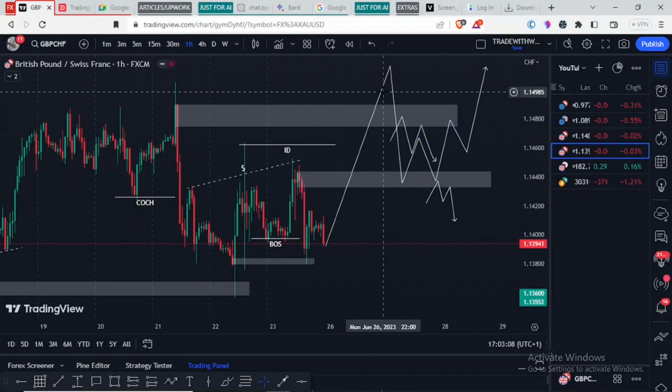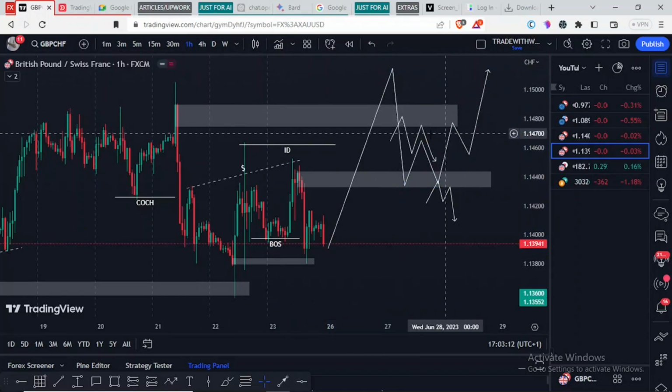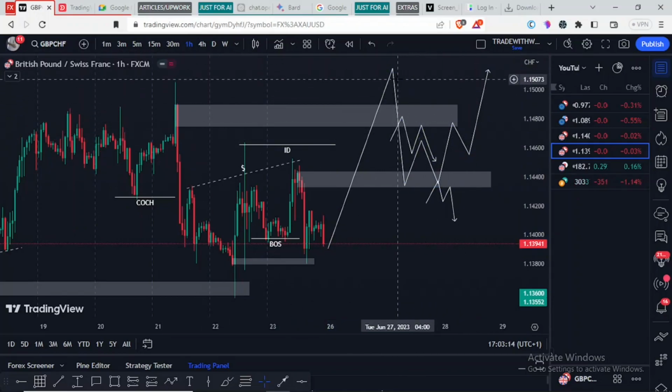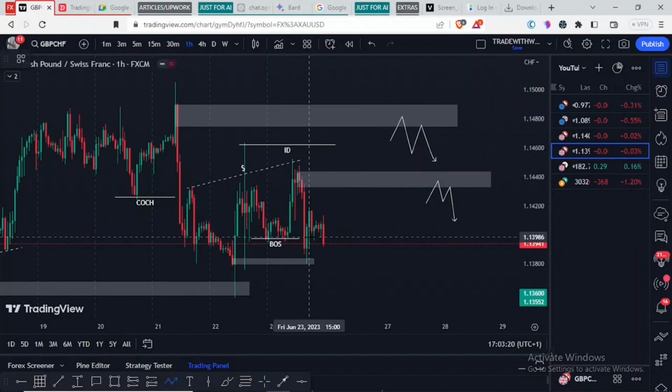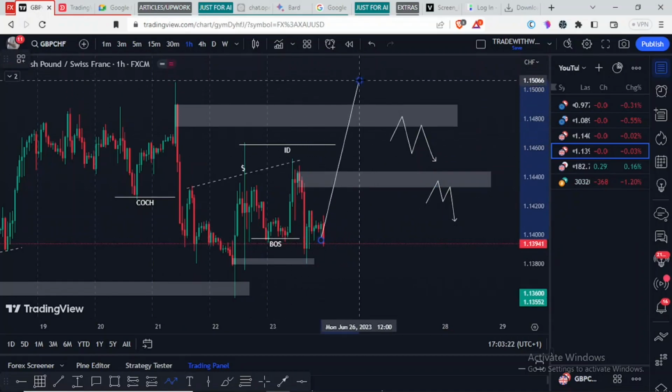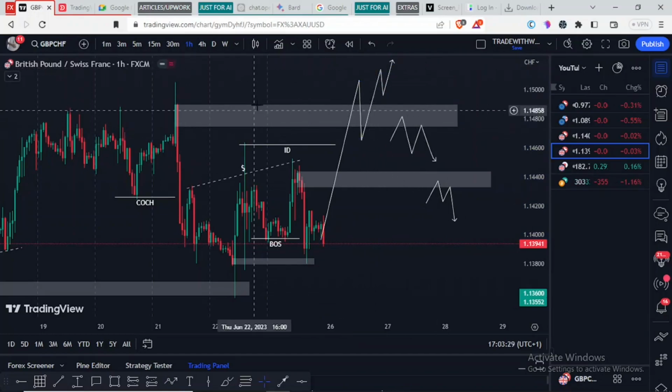But if that doesn't happen, I don't want to make too many drawings. I want to make something reasonable. And delete that. So the last bias is a buy bias, breakouts, then demand zone. You understand? So this is what I'm expecting.